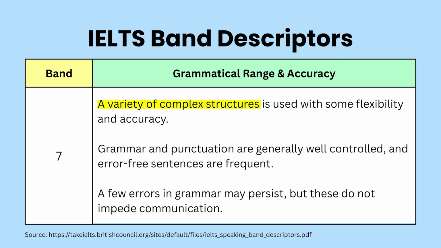Okay, so now we know what complex sentences are, but you might be thinking, well, why are they important? Why do I need them? Well, if you look at the official band descriptors, if you look at a band 7 for grammatical range and accuracy, it says a variety of complex structures is used. So that means to get a band 7 in grammar, you need to use a variety, so different types of complex sentences. So now let's talk about how to actually make complex sentences.